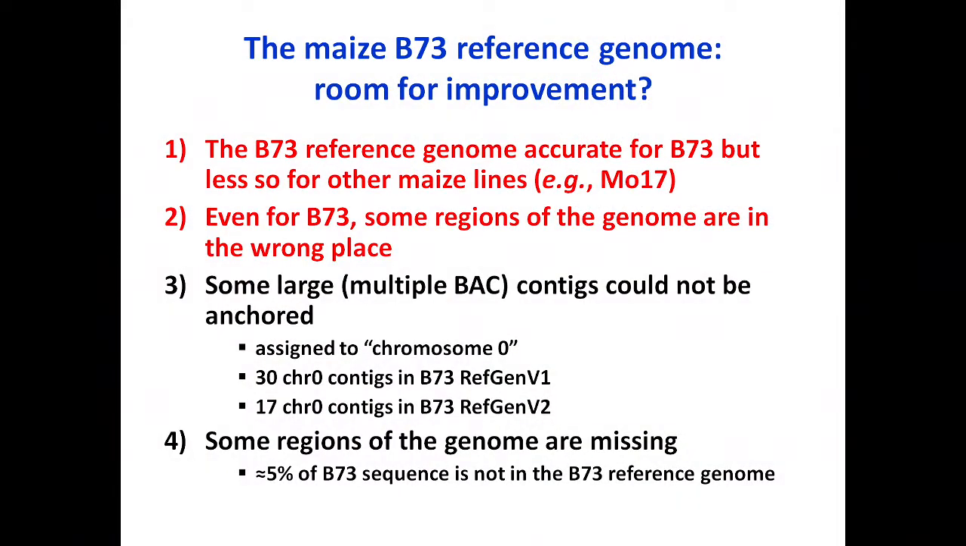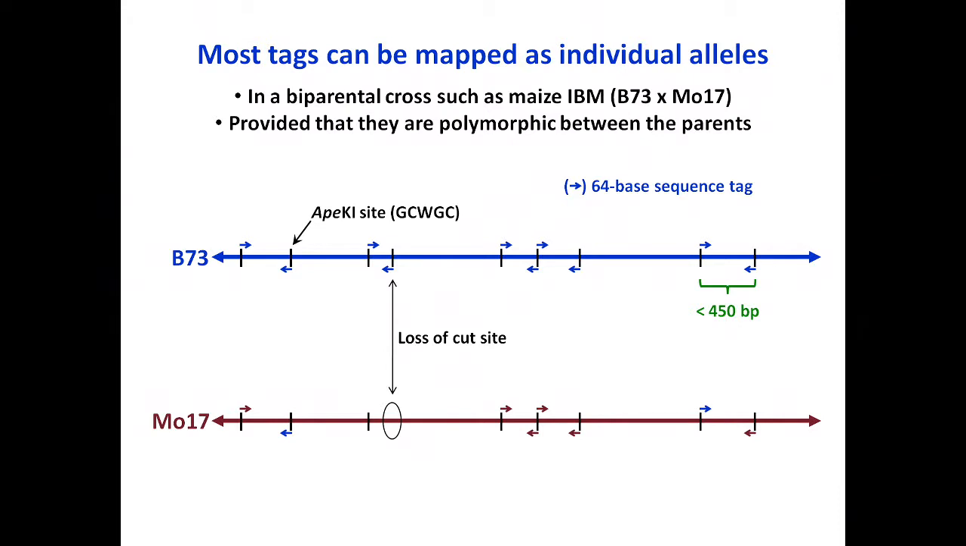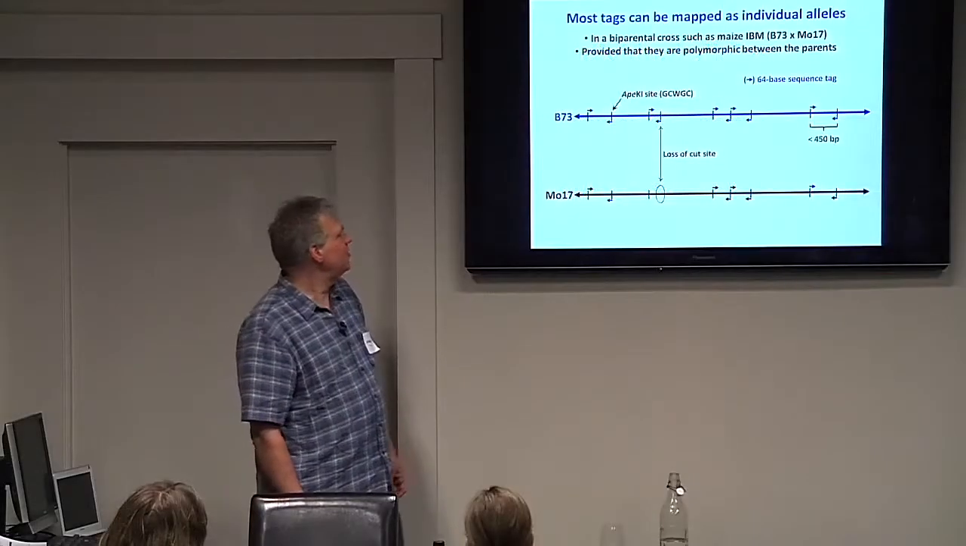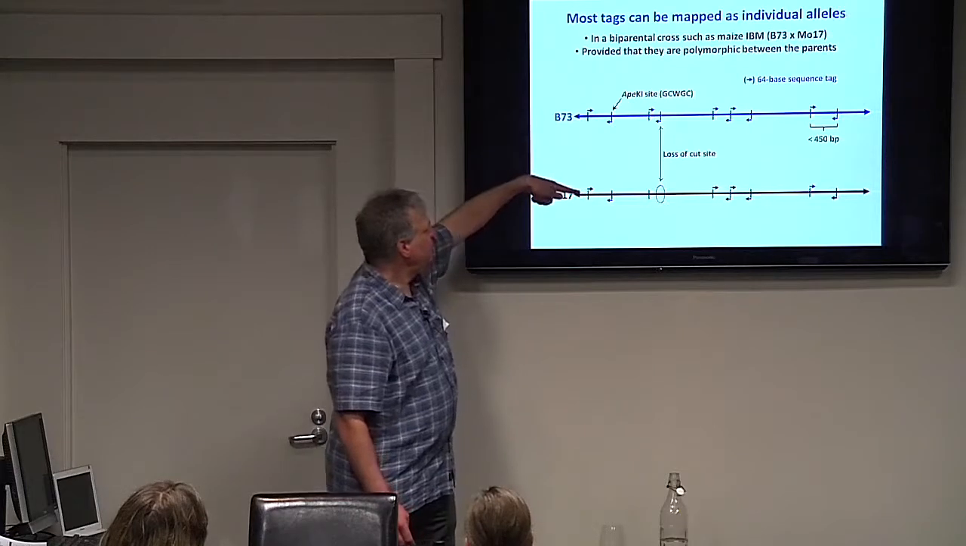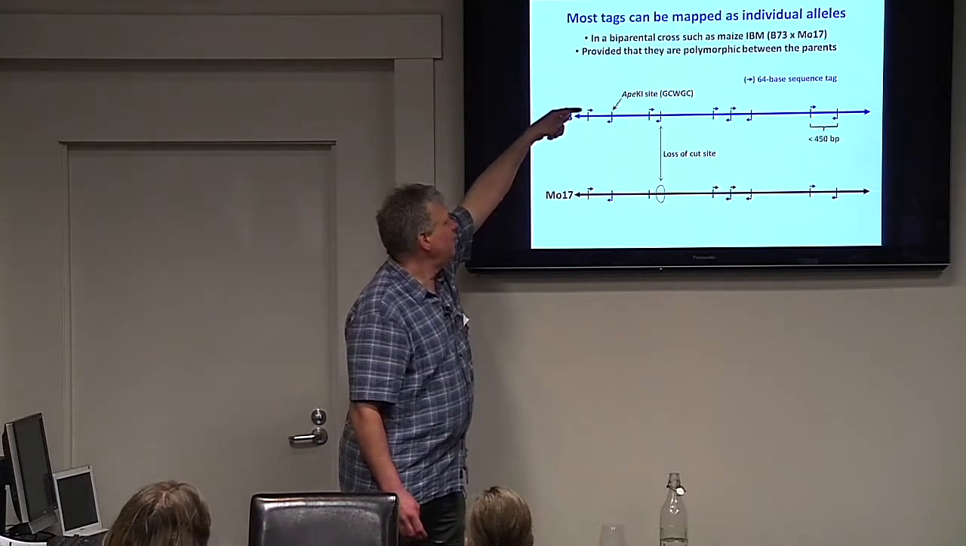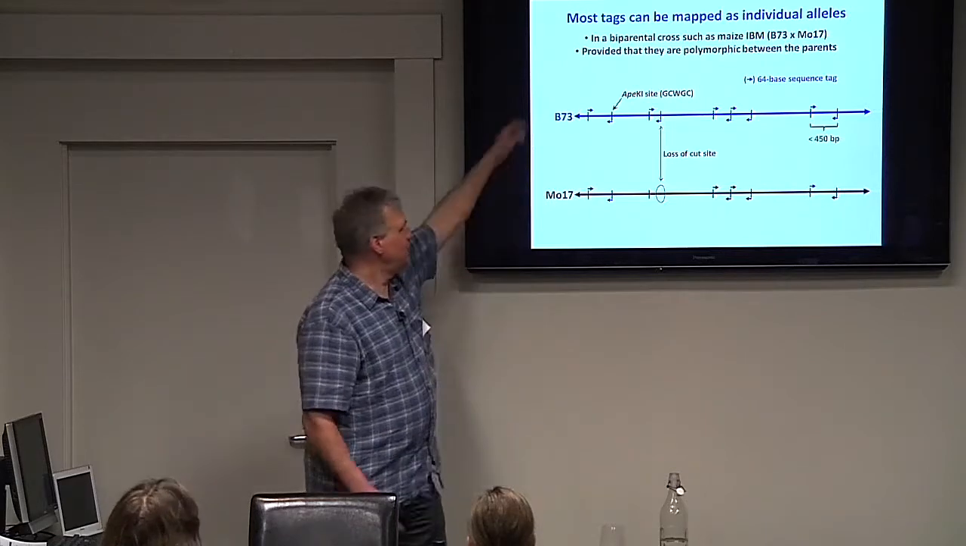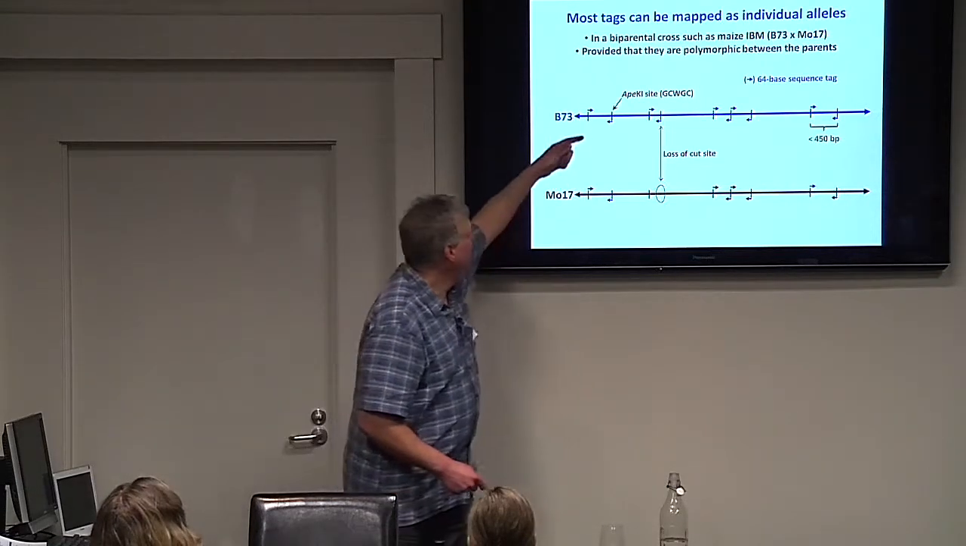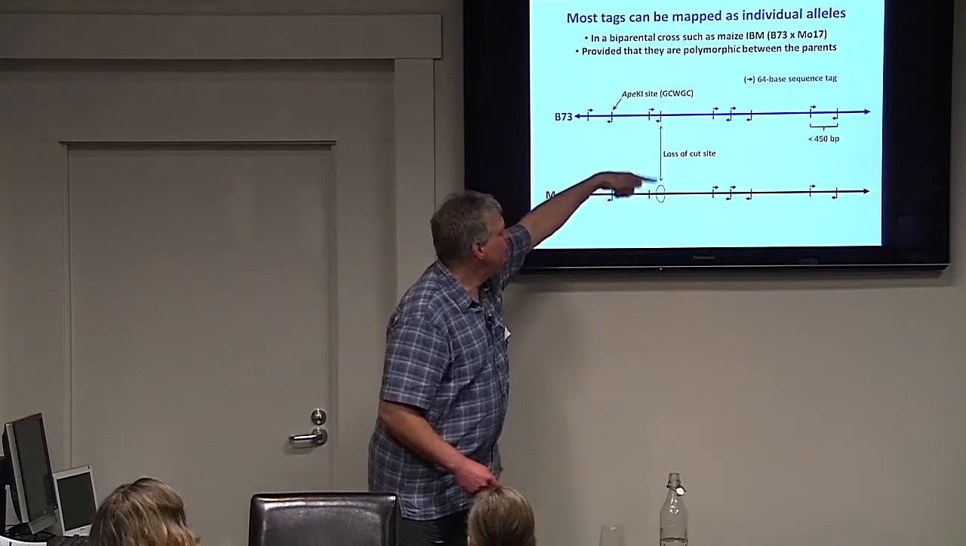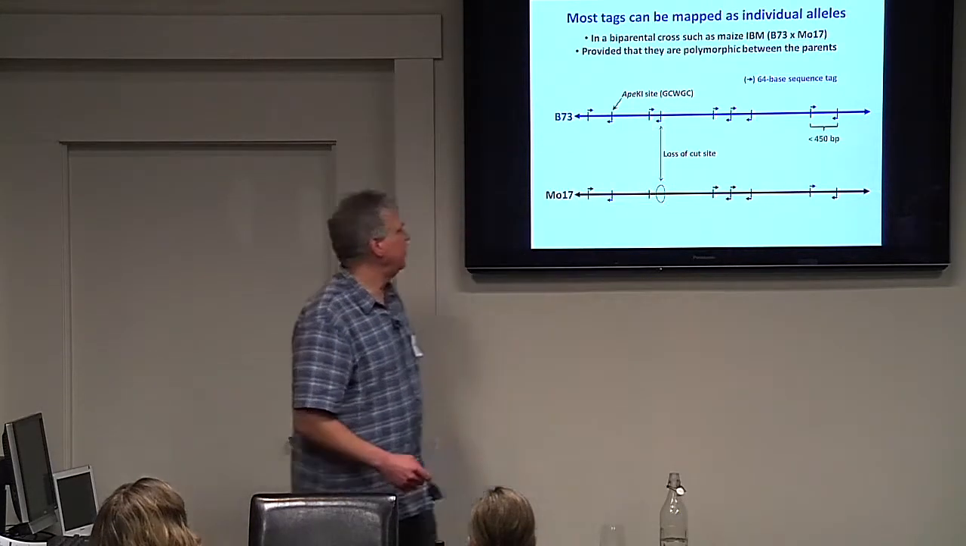To do that, we can map the tags as individual alleles. We can just focus on the one tag from either parent in the biparental cross and ignore the other tag, scoring it as a presence-absence marker, as long as it's polymorphic between the parents. This one's blue and that one's red, so they're polymorphic, so I can map that tag and ignore the other one as a presence-absence allele. Or this one is missing, so I can map that tag. It doesn't matter, that one's not there.